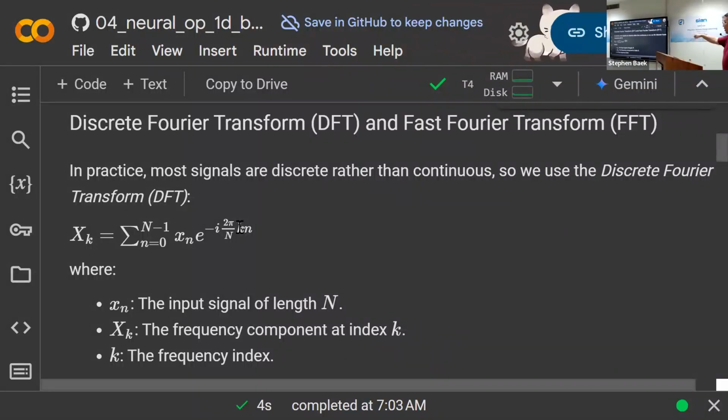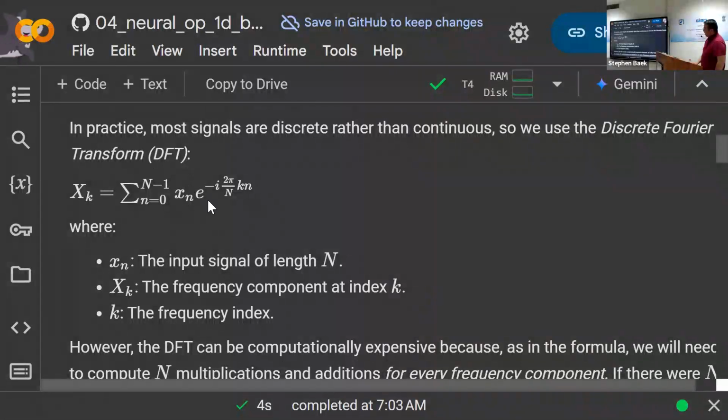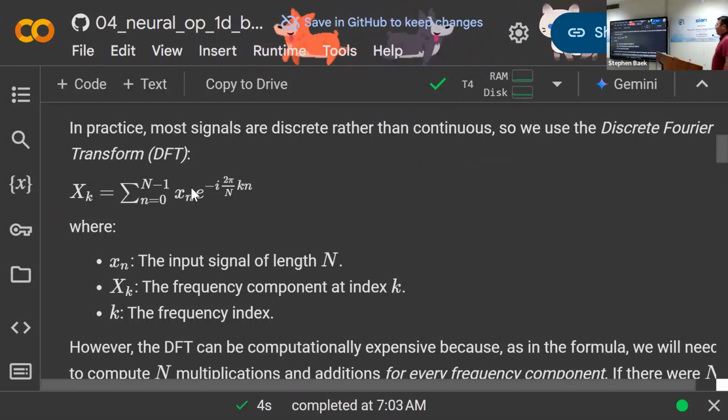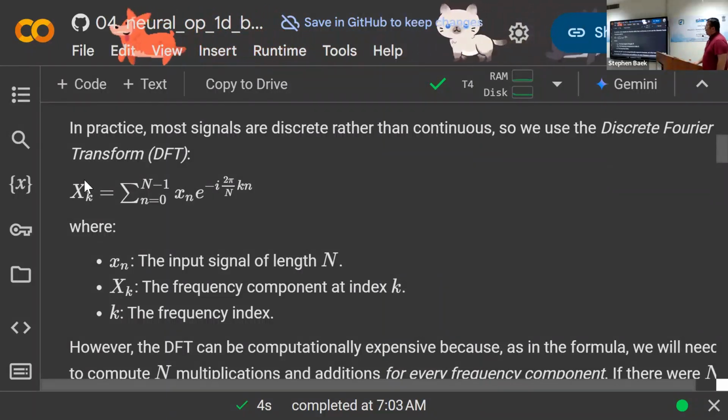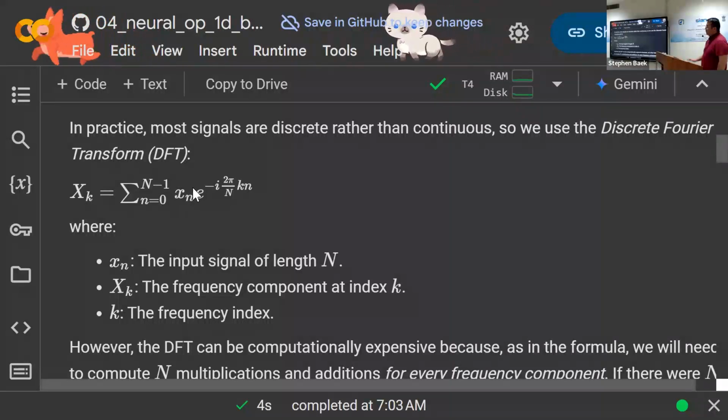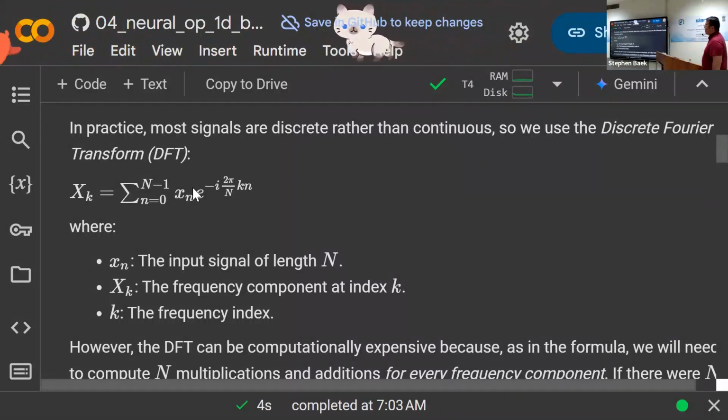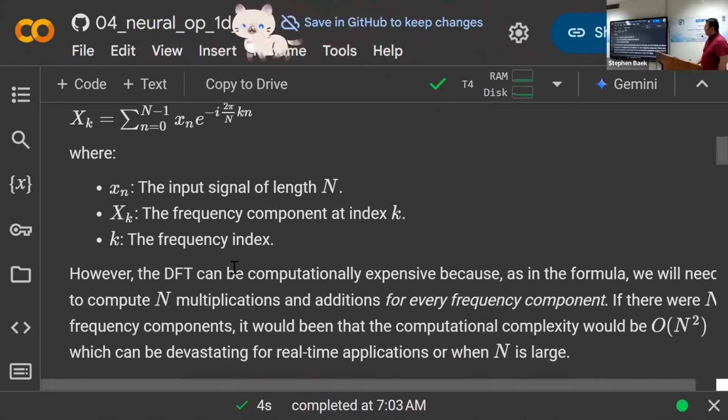So DFT breaks down that integral into the finite sum of this thing. So x_n is a signal represented in terms of an array of numbers, right? And then capital X_k is the frequency component after the Fourier transform. So instead of the continuous function, now we have a discrete sequence of numbers, and then that's how we compute the Fourier transform over here.